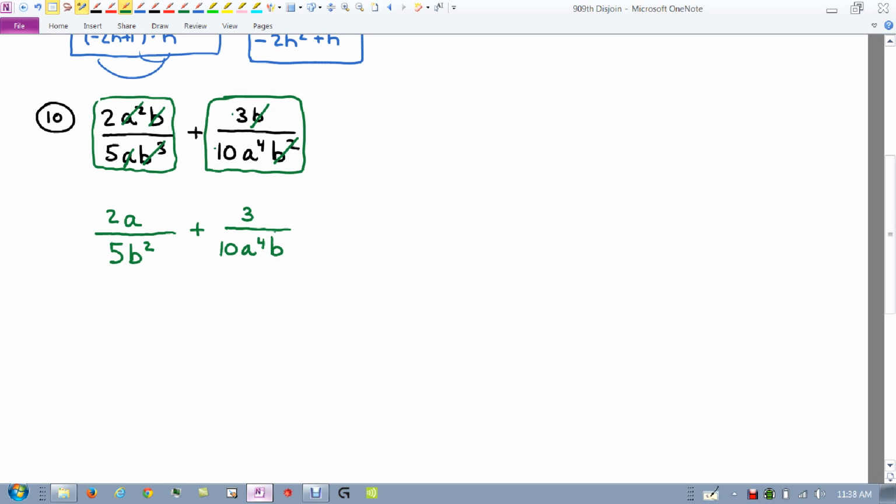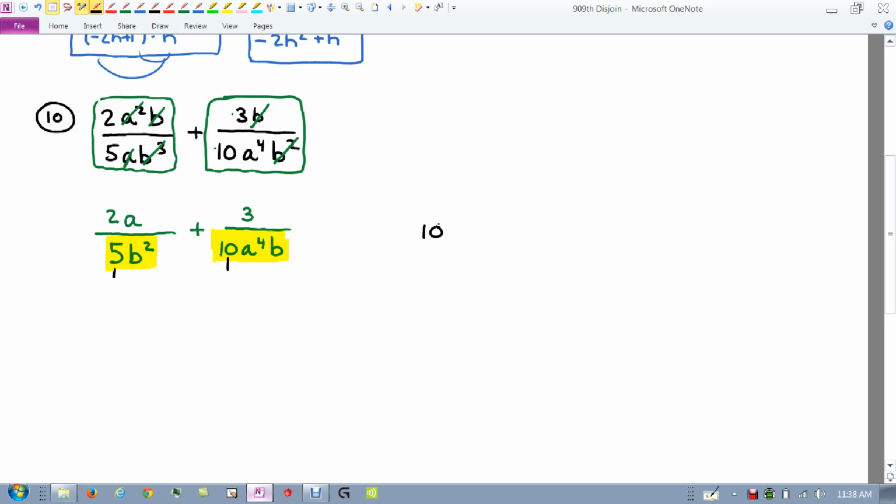Okay, so now I've simplified the fractions first, the rational expressions, the left one, the right one. Now let me try and get a common denominator. So what I do is I look at both denominators, try and come up with something that is the same. Let's look at the 5 and the 10 first. Common multiple of both of those. The least common multiple I can find is 10.